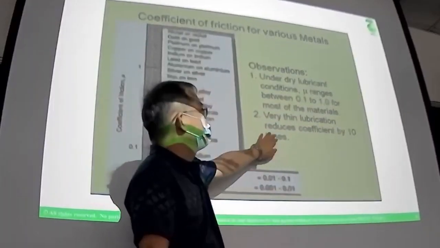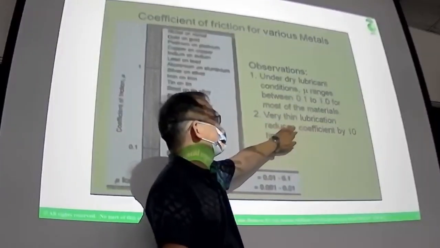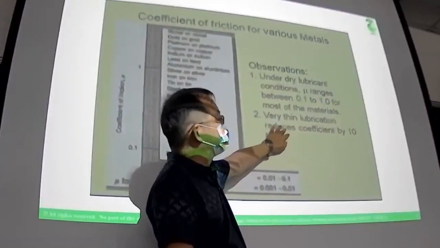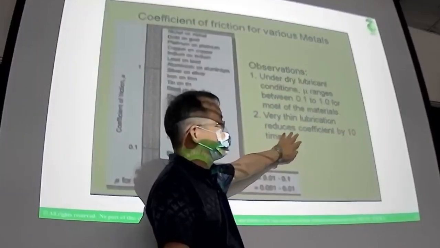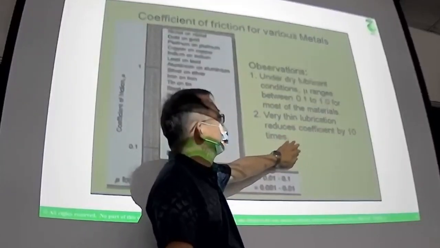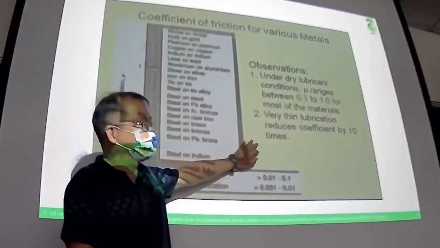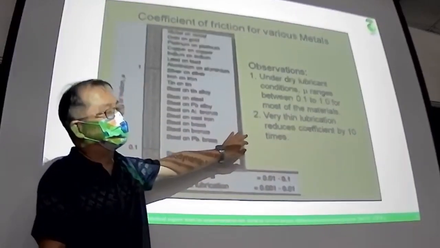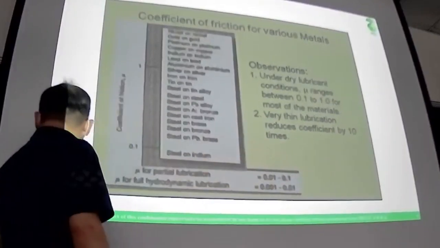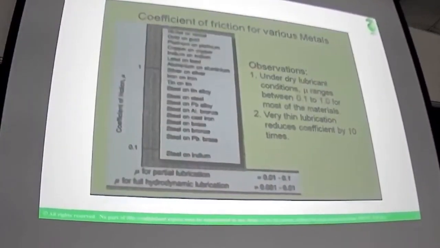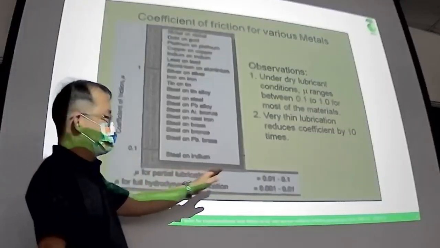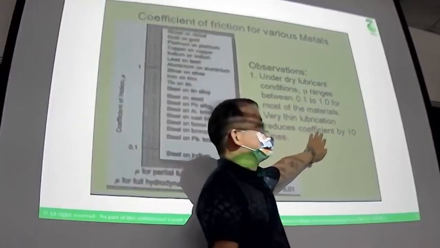If you have a thin layer of lubrication, it may reduce the coefficient of friction by 10 times. I think it's more than 10 times, maybe 100 to 1,000 times. This is typical, and this is on the conservative side.